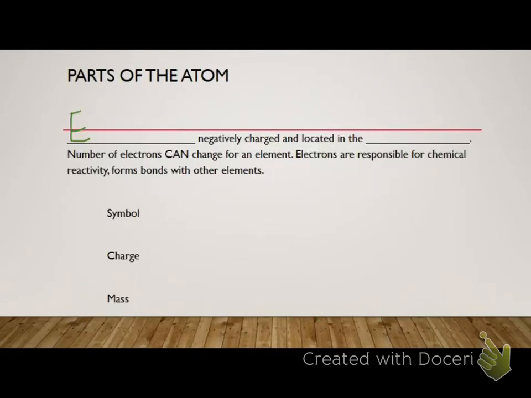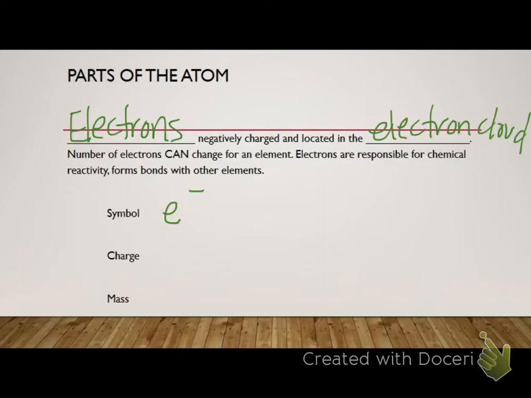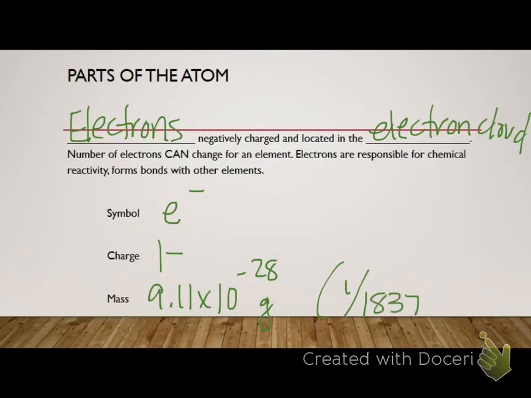The electrons, of course, are negatively charged, and they are located in the electron cloud. They're spinning around very, very fast, which we'll talk about in Chapter 4. The symbol is e⁻ because it has a -1 charge, and its mass is 9.11 times 10 to the -28 grams. And of course we said that was 1/1837 of a proton. So much, much lighter.